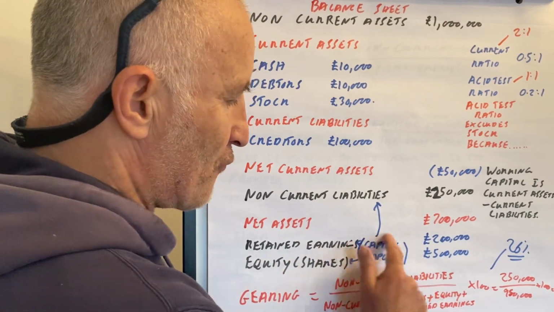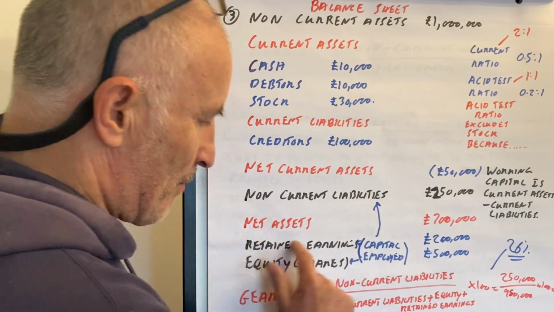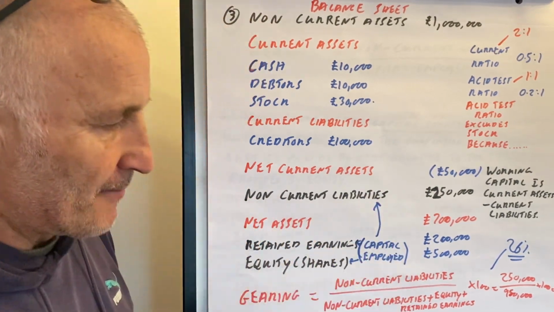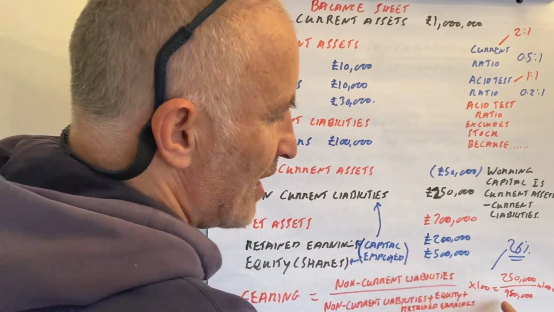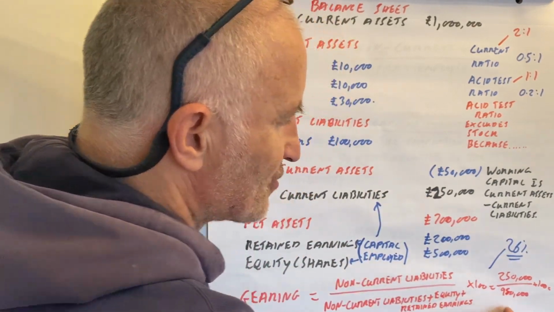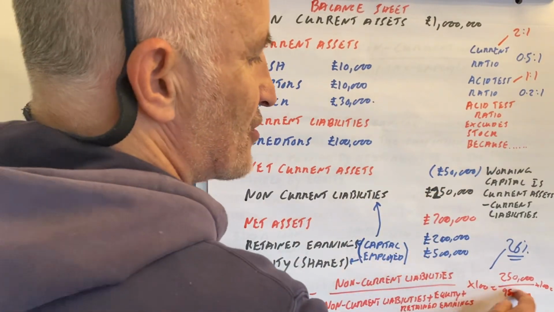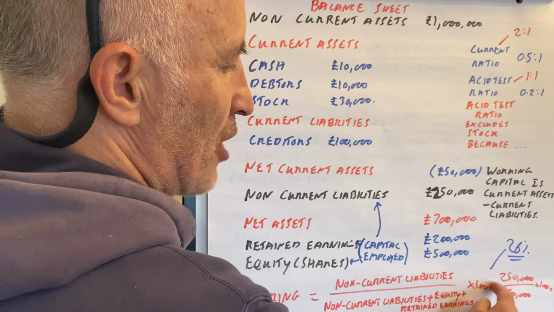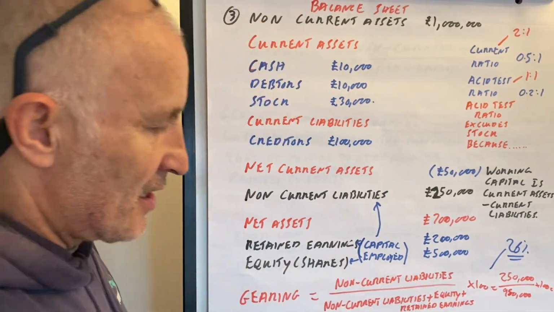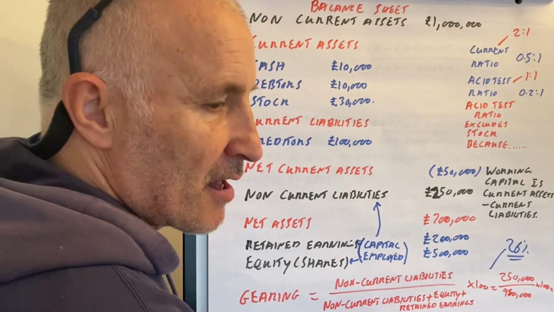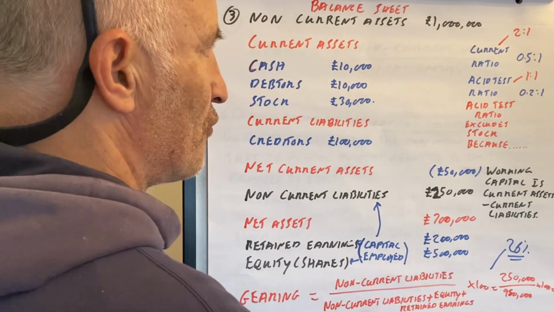So this is part of your capital employed. Your capital employed is non-current liabilities plus this plus this. Once we do this plus this, that comes to 950,000 quid. 100,000 plus 250,000, and then you put the long-term loans on top. So your gearing ratio is non-current liabilities divided by non-current liabilities plus retained earnings plus equity, times it by 100, and that will give you your gearing.